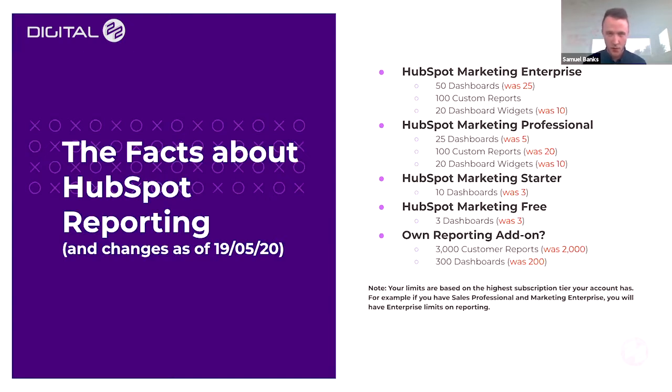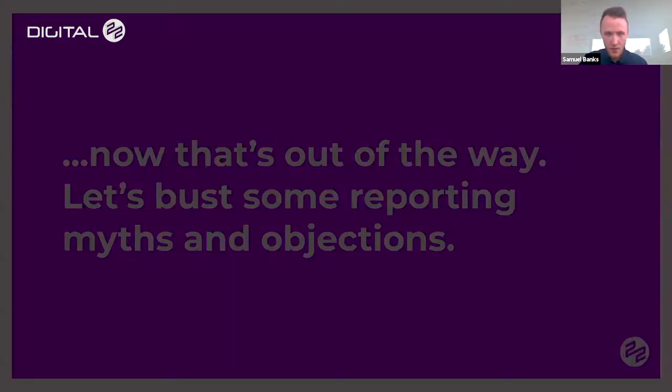Now, there was a very important note that came out with that update, which is that it depends on your subscription. For example, if you're on Sales Professional and you're on Marketing Enterprise, you will get the highest plan's worth of reporting. So if you're on Marketing Enterprise, but you have Sales Professional, you'll get the Enterprise level of reporting added to your account. Again, it's all in the deck, so you can have a look at the actual full release by HubSpot. They probably explain it a lot better than I can. So again, there's a lot of flexibility with HubSpot reporting. There's a lot more you can do as of the 19th of May this year.